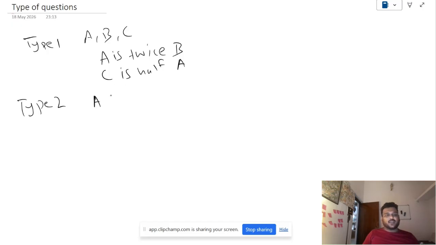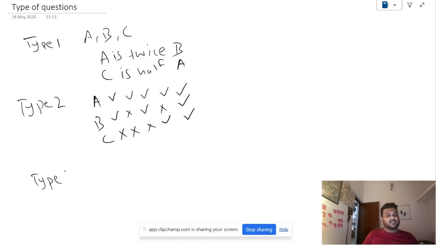Type 2 is where people come and go. For example, A was working all the days, B was working alternately. Let's say C was not working for the first 3 days and then it was working. So, how much time will it take? Something like that. Then type 3, which sounds complex but is the easiest. Let's say there are 10 men who take 6 days to complete W work. So how many men will complete the work in 12 days if the work is thrice as much?